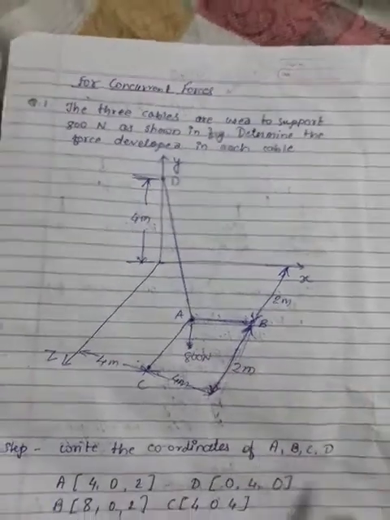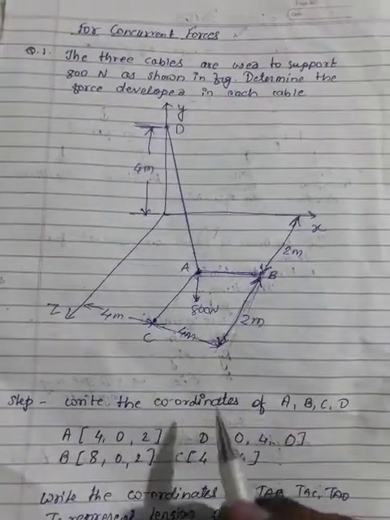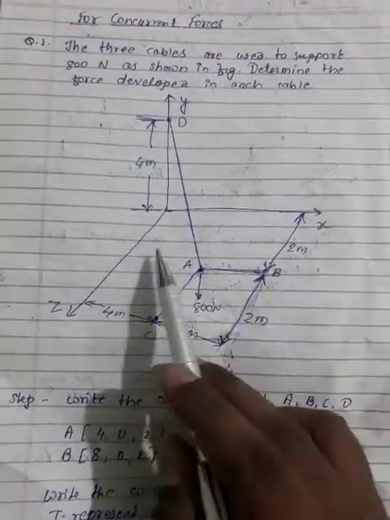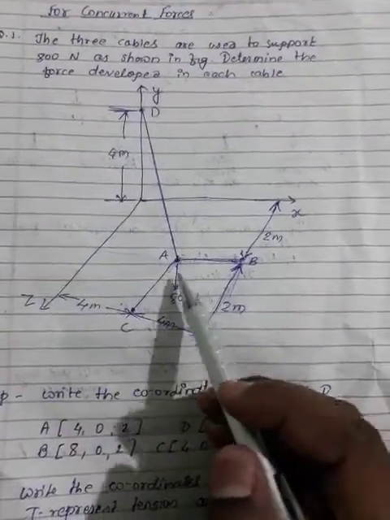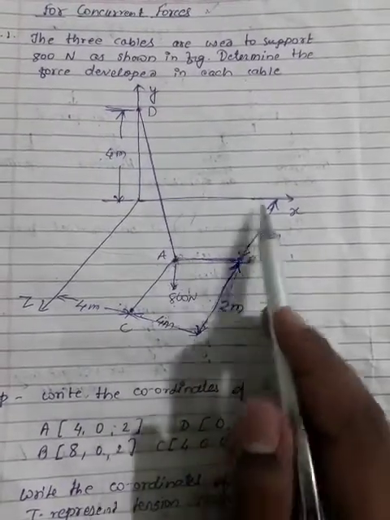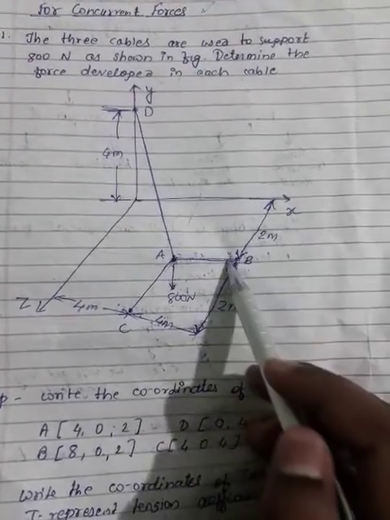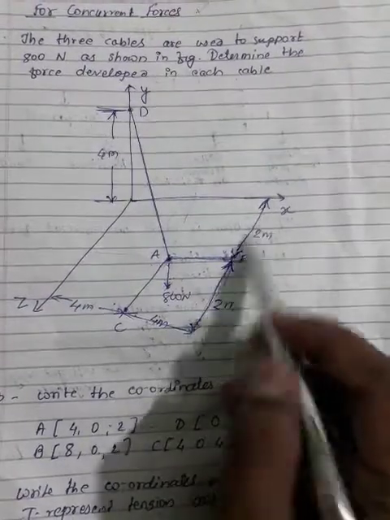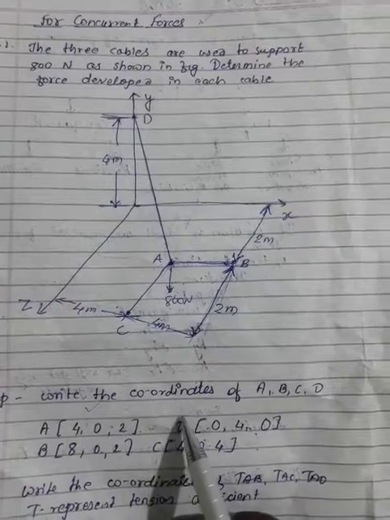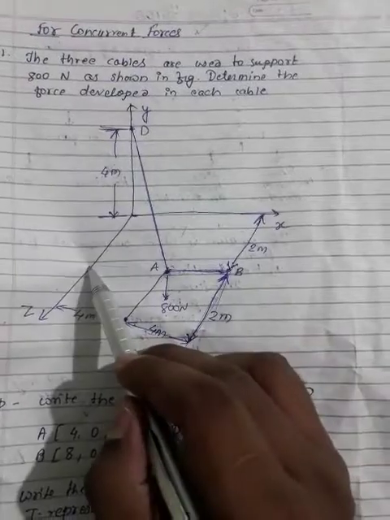Initially, the points given are A, B, C, D, that is four points. So I am writing the coordinates of these four points. For A, it is in the XZ plane. So X equals 4 meter, that is along X, parallel to the X axis. Y equals 0 and Z equals 2 meter, the distance along the Z direction. So I get the coordinate of A as (4, 0, 2). Next I am going to calculate the coordinate of D. D lies on the y axis, so its x and z coordinates are 0.